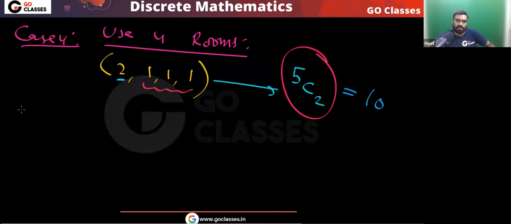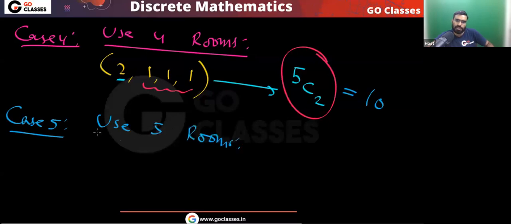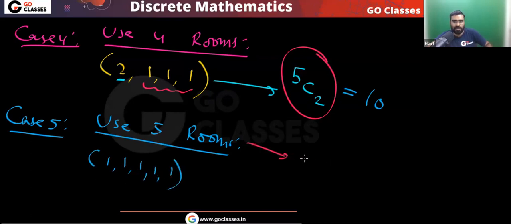What is the next? What is the last case? What is the case 5? That is it. Use all the 5 rooms. There is only one way. All people will go separate. There is only one way.